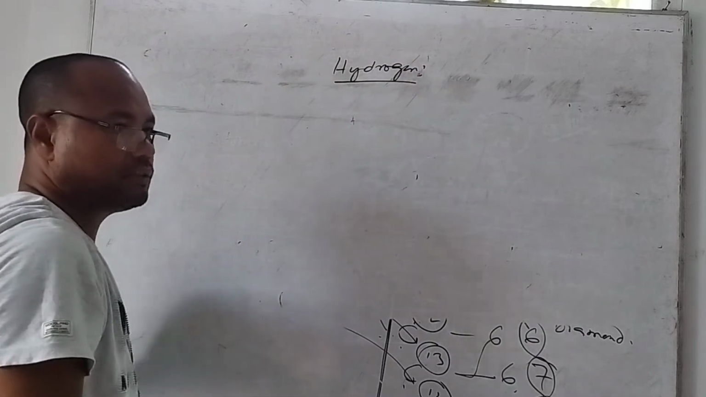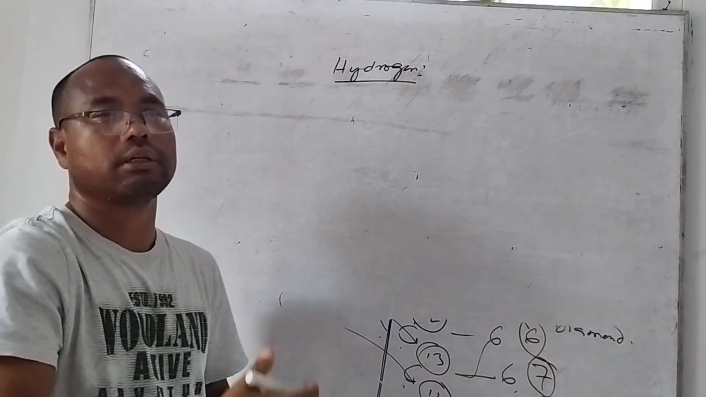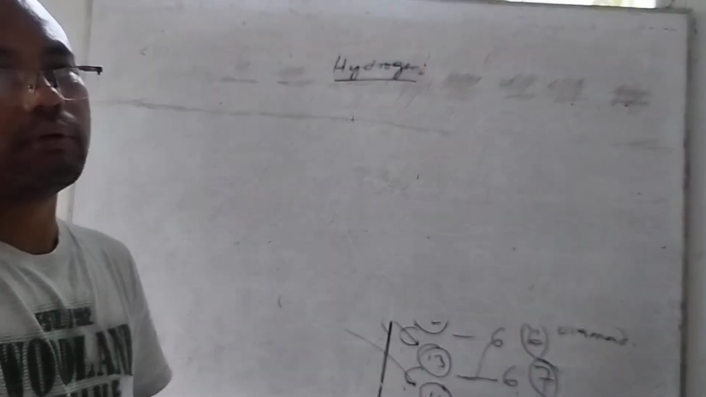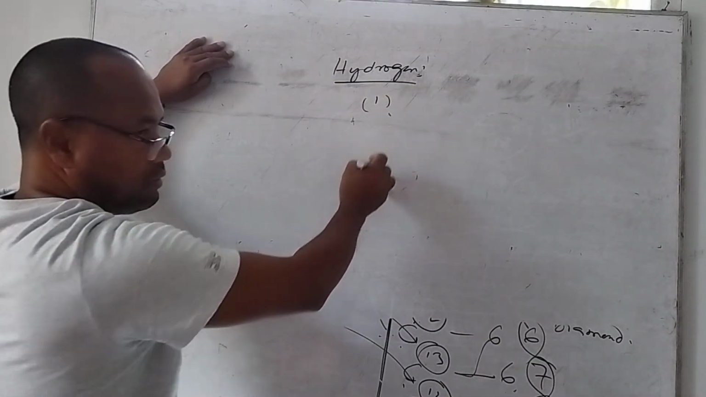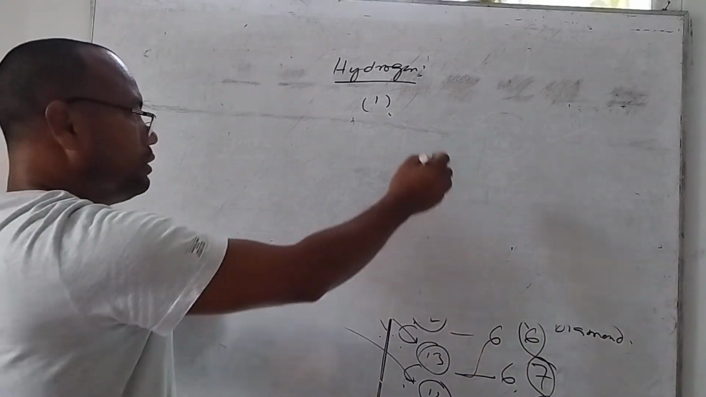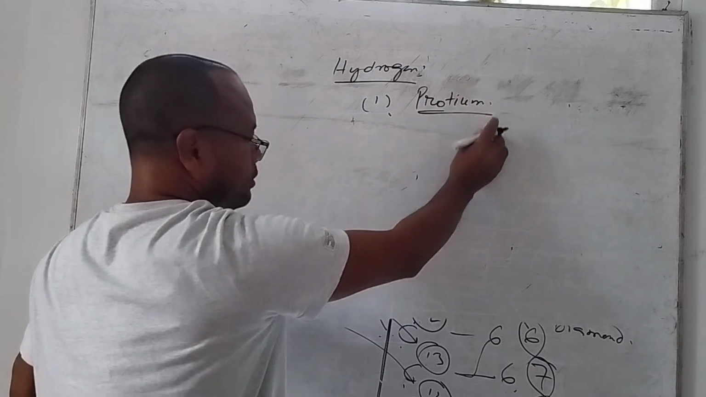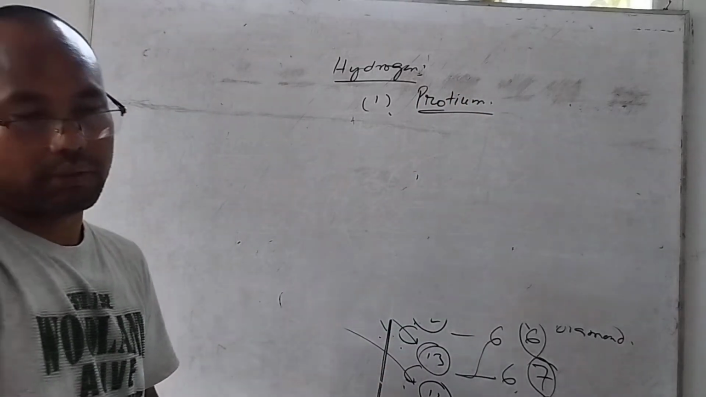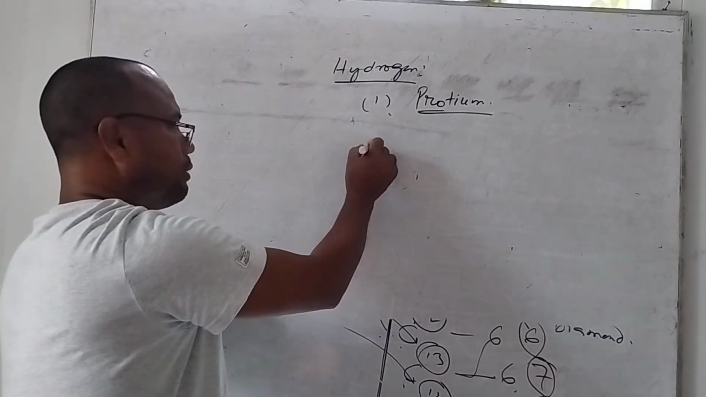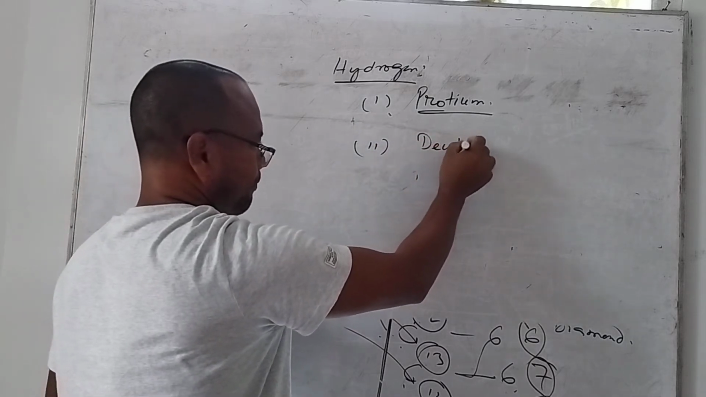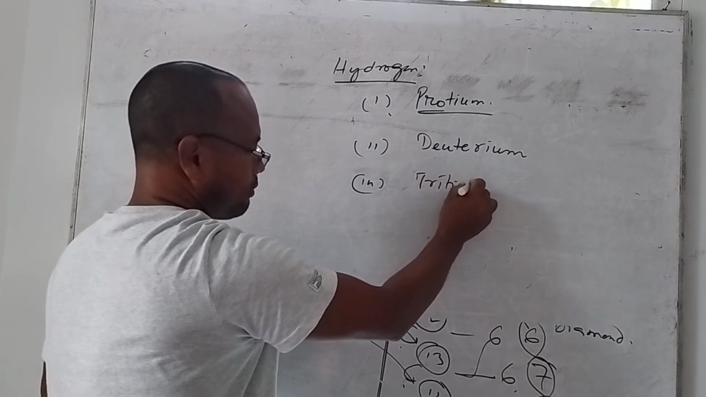So we have three different atoms of hydrogen in our universe. One of our hydrogen atoms present in our universe is protium. So what is protium? Protium is an isotope of hydrogen. Now number 2, deuterium. Then number 3 is tritium.